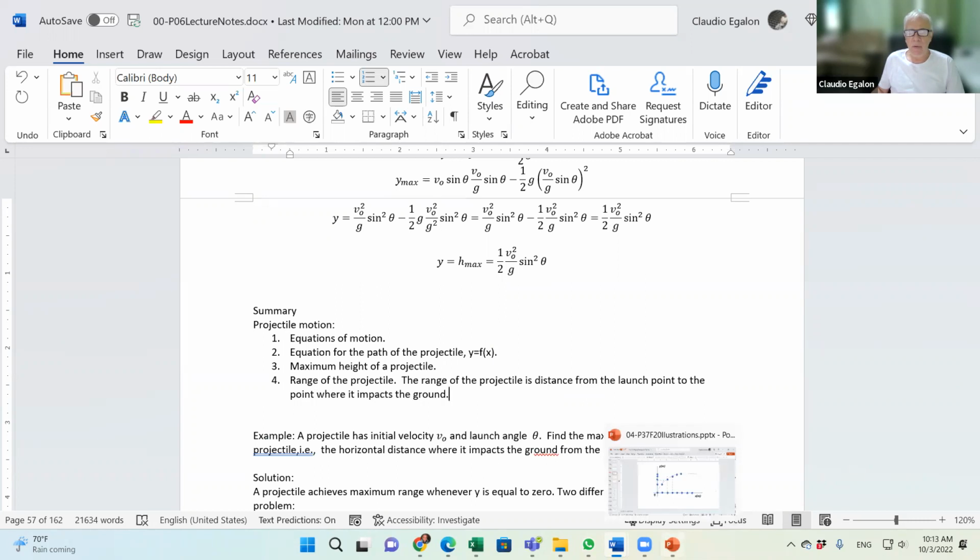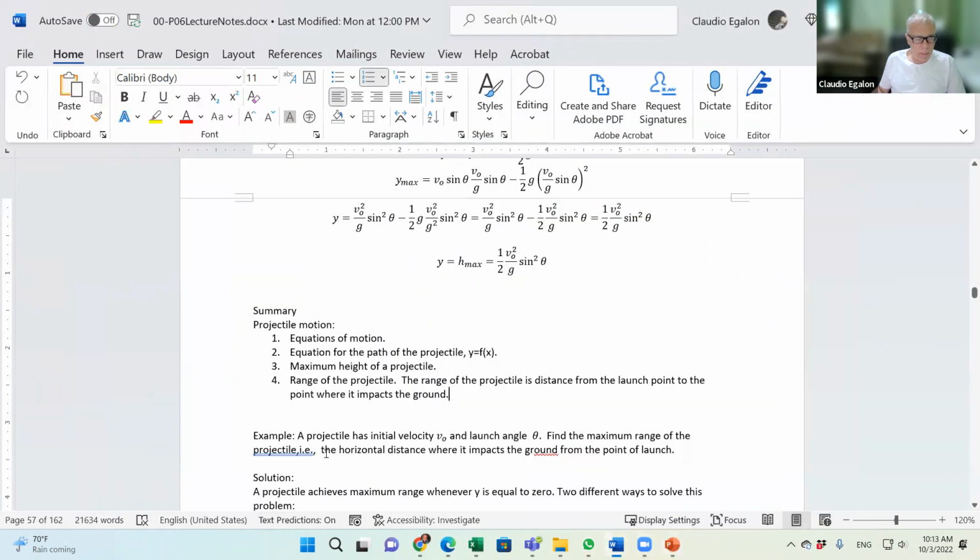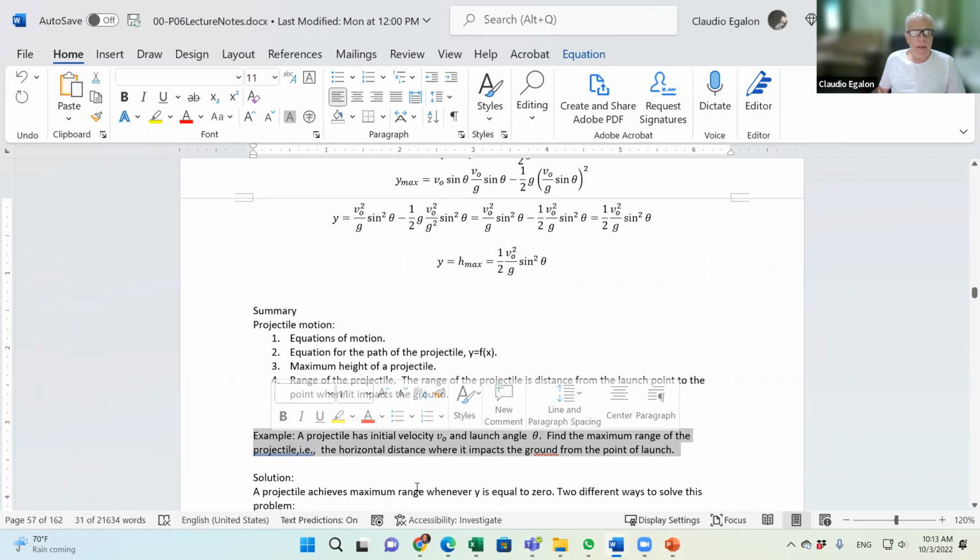So if I'm going to illustrate the range of the projectile, the range of a projectile is going to be this distance here, from here to this point here, where the projectile impacts the ground. Okay. And just like before, you have to apply the conditions for the projectile to reach this point here. Okay. What is the condition? So here you go. That's the example, right? I'm treating it as an example.